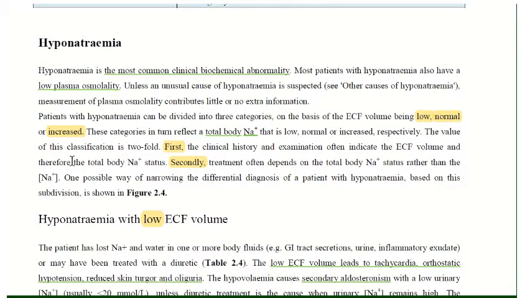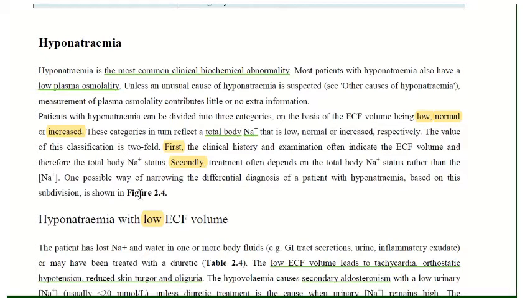The value of this classification, قيمة هذه classification is twofold. الأول أنه the clinical history and examination often indicate the extracellular fluid volume and therefore the total body sodium status. Secondly, أنه التريتمنت often depends تعتمد على total body sodium status rather than sodium concentration.